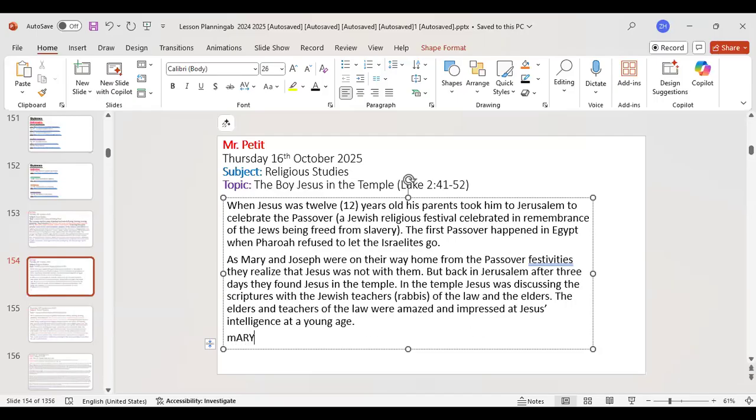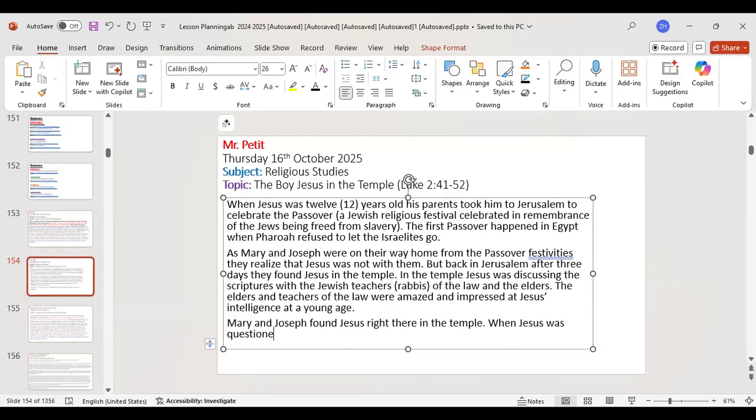Mary and Joseph found Jesus right there in the temple. When Jesus was questioned by Mary, how did he eat and survive?